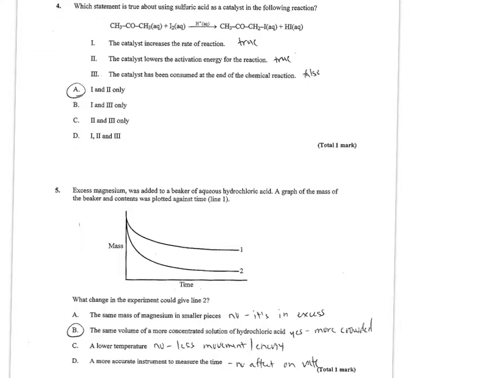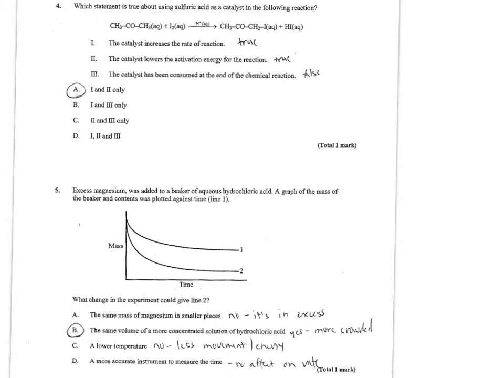The idea that you're using a catalyst means that 1, the rate of the reaction is going to increase. 2, it lowers the activation energy. That's also true. And 3 is just the opposite. Instead of the catalyst being consumed, the catalyst remains unchanged at the end of the reaction. So 1 and 2 only are true, or letter A.